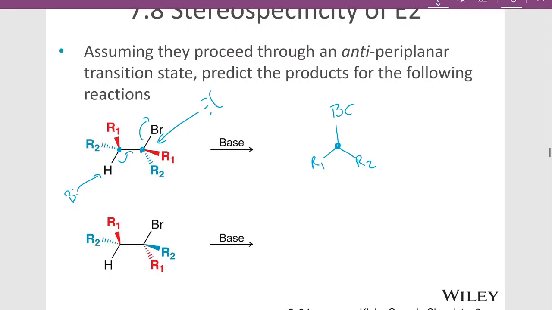Now drawing the back carbon, looking straight through to the back, I've got R1 up and to my left, R2 up and to my right, and the hydrogen straight down. This is perfect. This is in the orientation I need to perform that elimination reaction. When the reaction occurs, I'm eliminating bromine and hydrogen from that antiperiplanar transition state. So where I've drawn a circle, I can just simply put in a double bond.